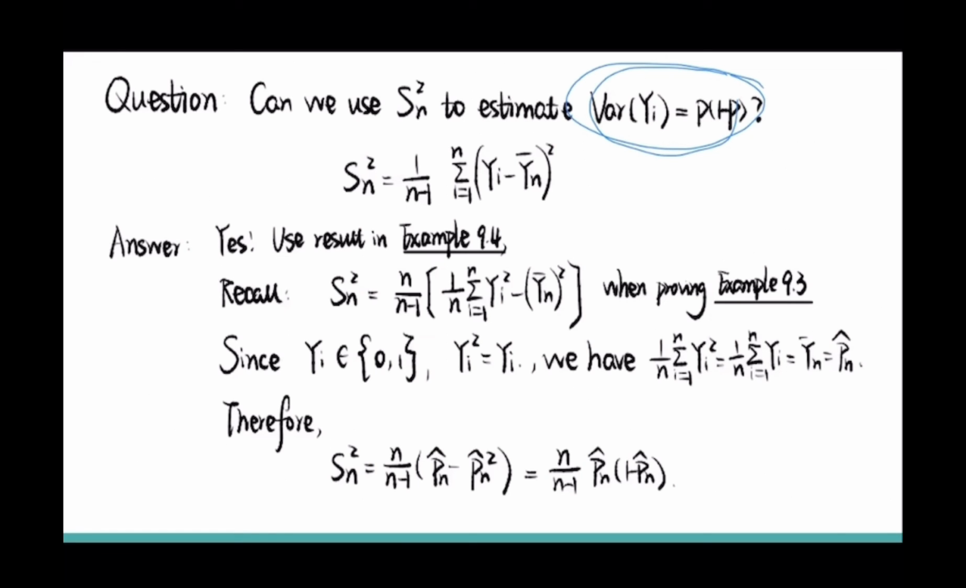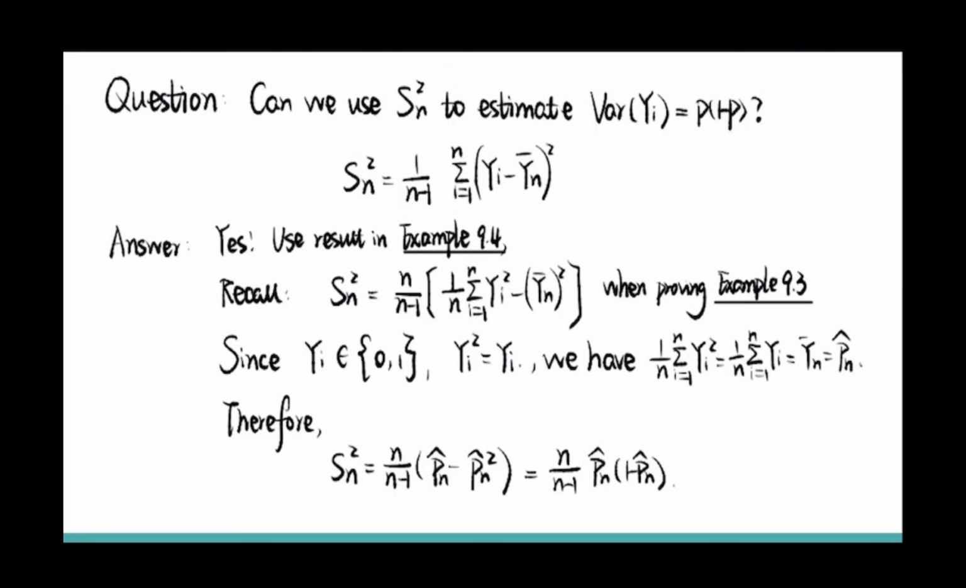Now the question: can we use a sample variance if I want to compute the variance of y that follows a Bernoulli distribution? Of course, yes, we can actually use a sample variance. Don't forget, sample variance is an unbiased estimator, it's consistent, and it's also efficient. We've already proved that, and I'm going to demonstrate that we can use it.